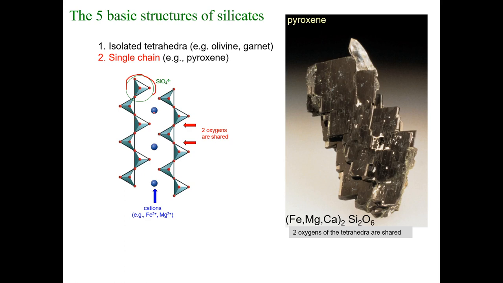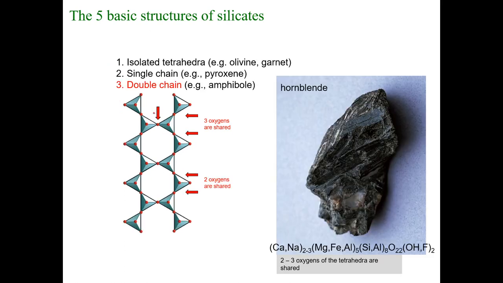Okay, so these are people that don't have big social structures and big networks of friends, but they have 2 people that they're close to. Okay, that's the kind of way that you can think of pyroxenes. Now, the next one, getting more interconnected, are the double chains or the amphiboles. Okay, amphiboles are double chain silicates.